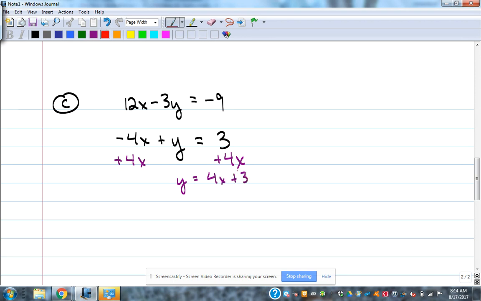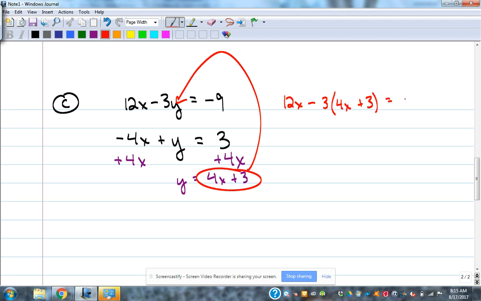Then we take that and plug it in for y. Distribute. What happens on this one? So I just end up with negative 9 equals negative 9. Negative 9 equals negative 9? Yeah, this is true. When it's true, that means what?